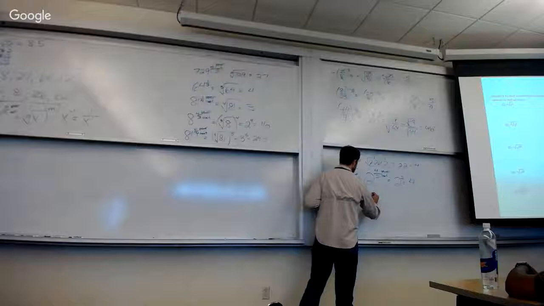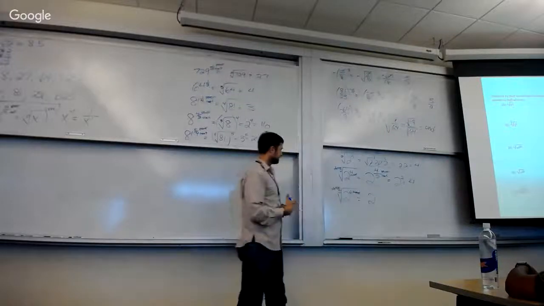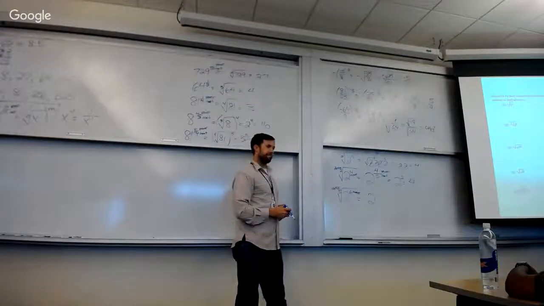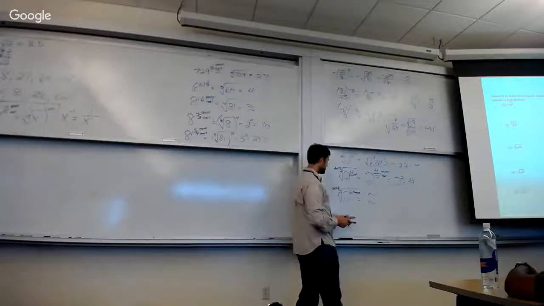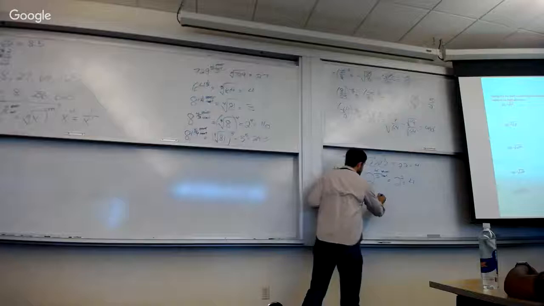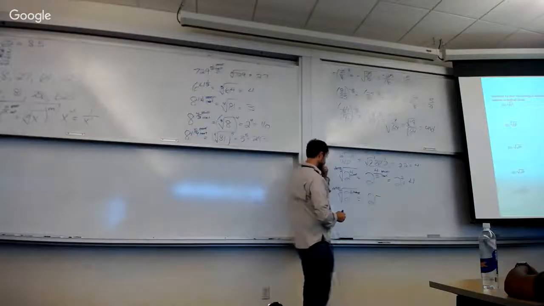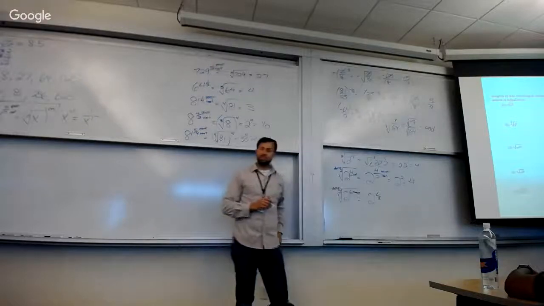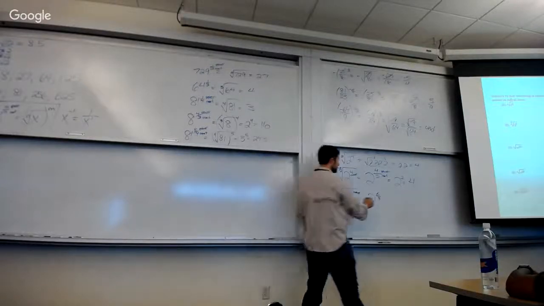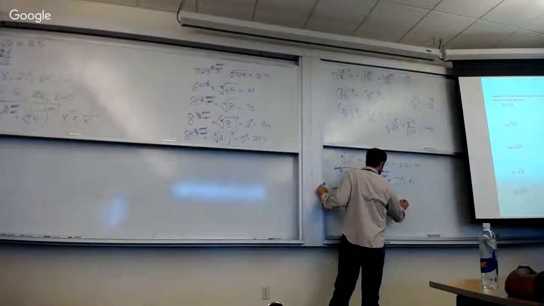So how do I write this down? 2 to the power of, Emily? 2 to the power of, it's going to be a fraction. 6/3. Yep. So that's really 2 to the 6/3. And 6 divided by 3 is really 2, so that answer is also 4.